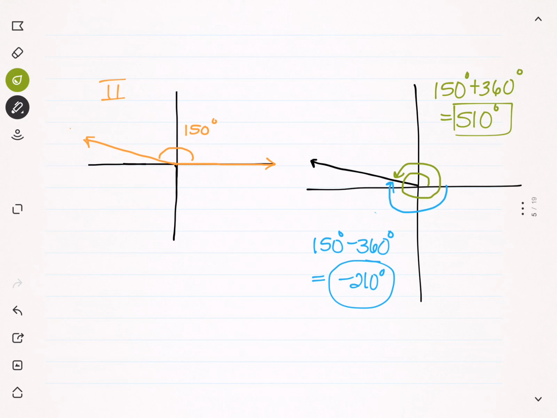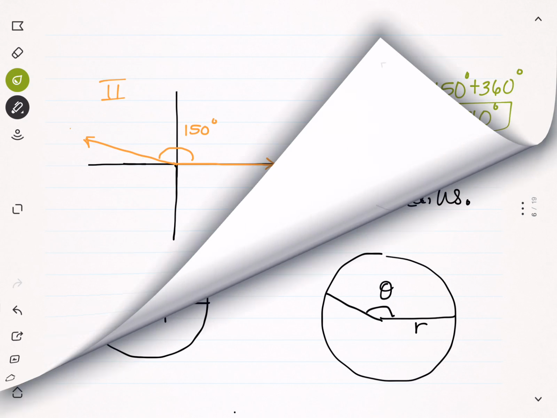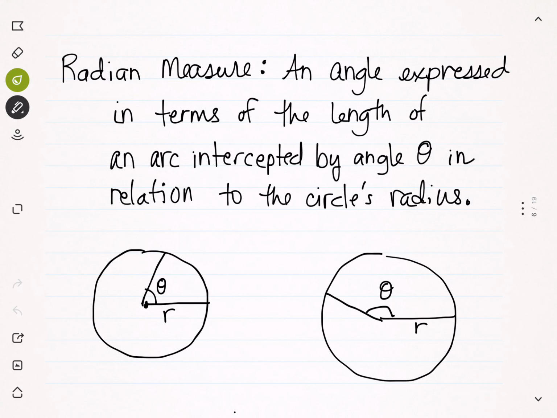And then if I wanted to find a negative coterminal angle, I want to go in the negative direction. I want to take 150 degrees and subtract 360 degrees, and that's going to put me at negative 210 degrees for my coterminal angle. Okay, so now we are going to talk about radian measures.